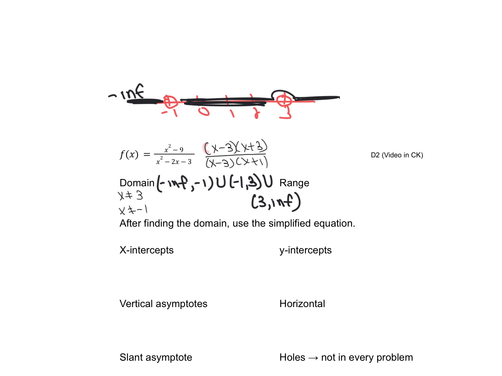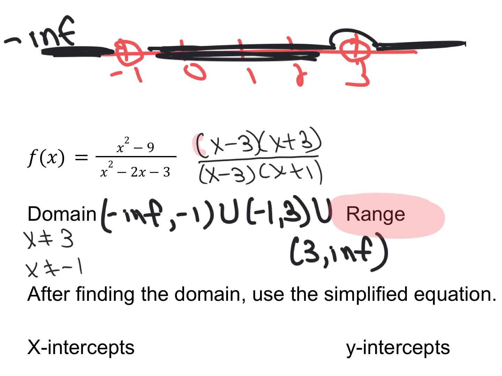And when we get into nonlinear inequalities next week, this will actually be helpful to think about a number line. Again, we will come back and do the range after we have got all the other stuff figured out and we have it graphed. So now we're going to look at what we have now that we have our domain, and we are going to simplify. We can take out an x minus 3 on the top and an x minus 3 on the bottom. So all we are left with that we're going to deal with is x plus 3 over x plus 1.